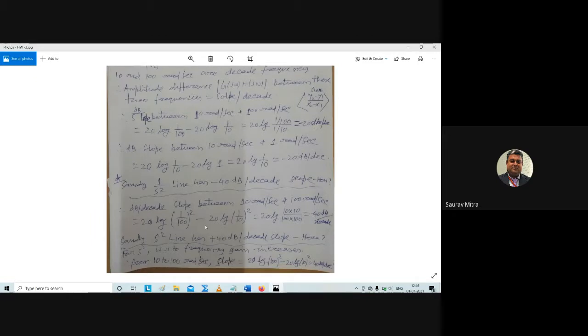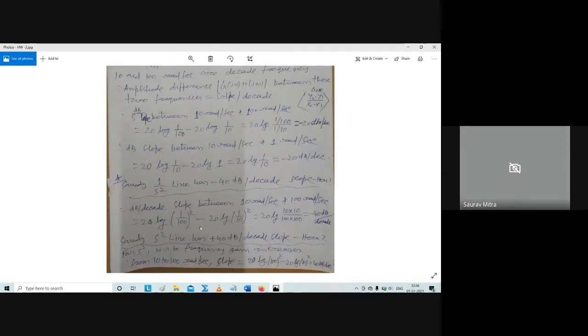Similarly, for a first order zero, s, the slope is plus 20 dB per decade. For s square, the line has plus 40 dB per decade slope. How? So s square means omega square. S square means j omega square. So remove j. So s square means omega square. So what will be the slope?